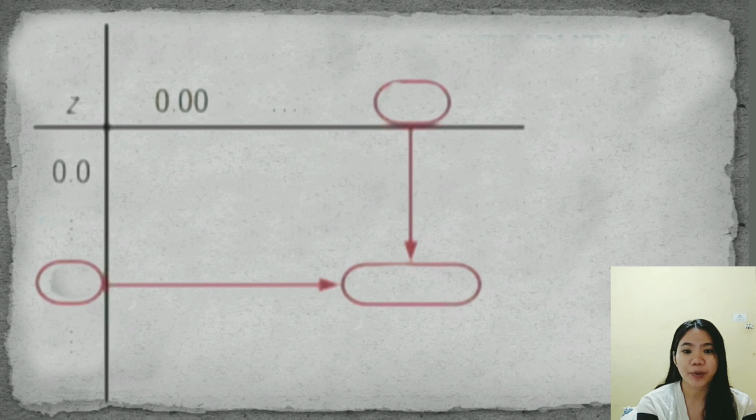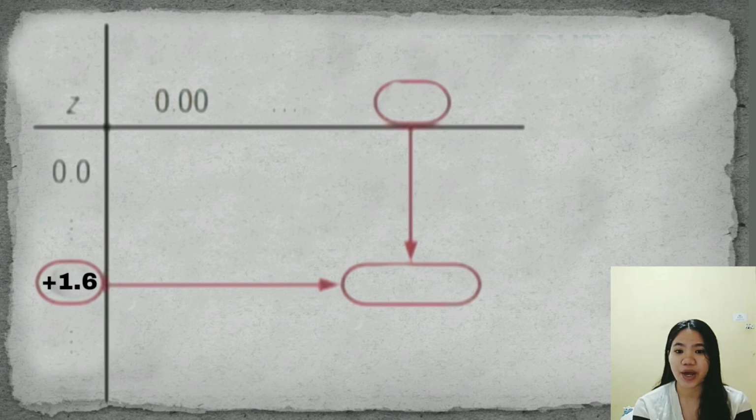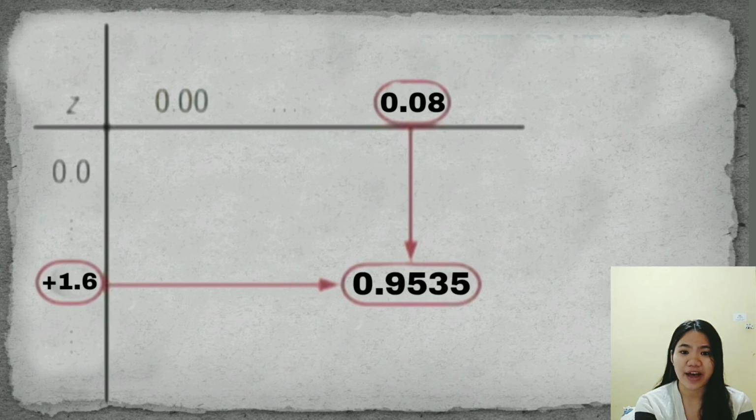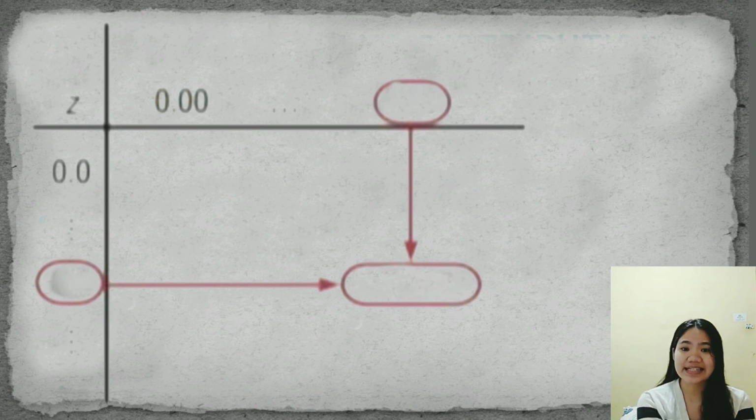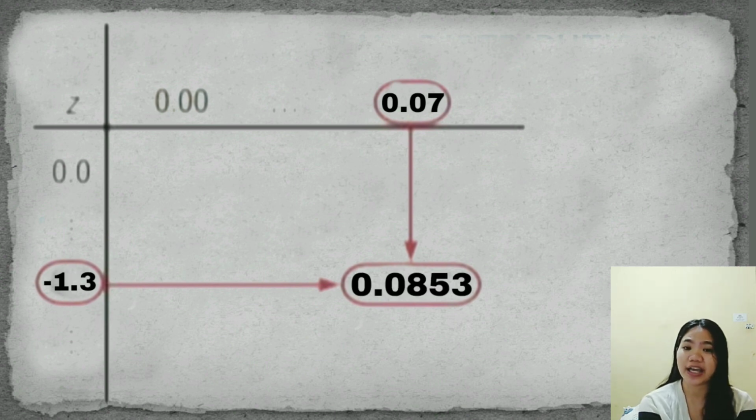The area of positive 1.68 is found by looking up 1.6 in the left column and 0.08 in the top row. And where the lines meet gives an area of 0.9535, which is the area for the z-value of positive 1.68. The second z-value is negative 1.37. Since negative 1.37 is a negative value, we are going to use the negative cumulative standard normal distribution table. The area of negative 1.37 is found by looking up negative 1.3 in the left column and 0.07 in the top row. And where the lines meet gives an area of 0.0853.